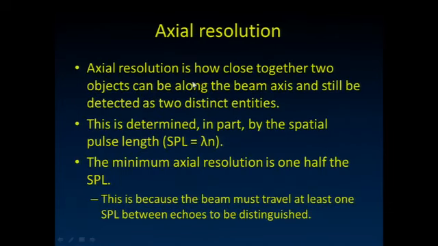Axial resolution is how close together 2 objects can be along the direction of the beam and we can still detect them as being separate. And I've just mentioned that in great part that is related to the spatial pulse length, our wavelength times the number of pulses that we sent out.